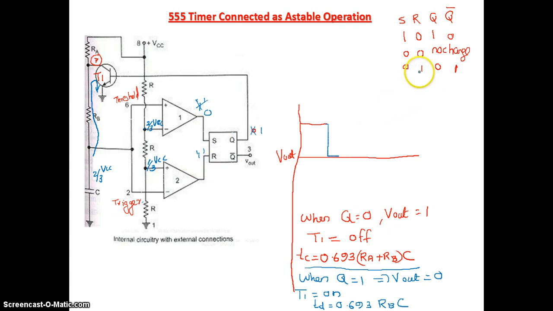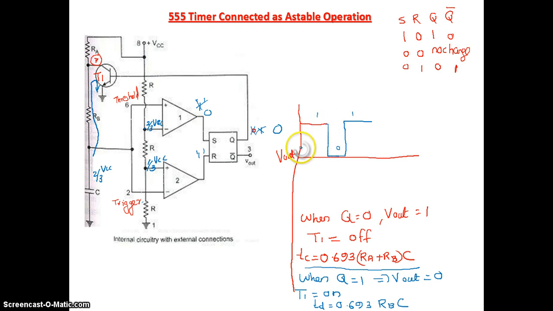Reset is going to be 1, which means your Q will again set back to 0. Q is 0 means your V out switches back to 1 again. So Q bar is 1 and this is 0, meaning again it is going back to 0 here. Transistor will be off, and the same will continue. Again it will charge.